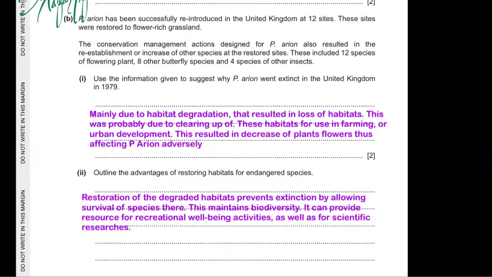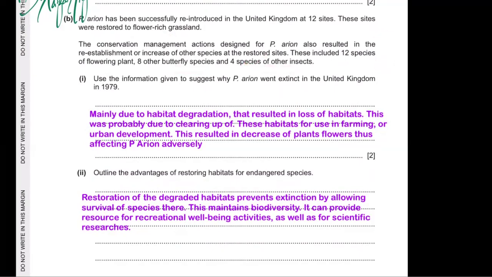These sites were restored to flower-rich grassland. So when you restore a habitat, you grow it in a way that the organism can thrive there. So the flower-rich grasslands were planted, and the conservation management actions designed for this species to reestablish its colonies at restored sites. These included 12 species of flowering plant, 8 other butterfly species, and 4 species of other insects. So all these were placed together.